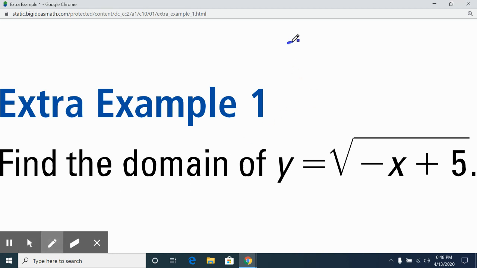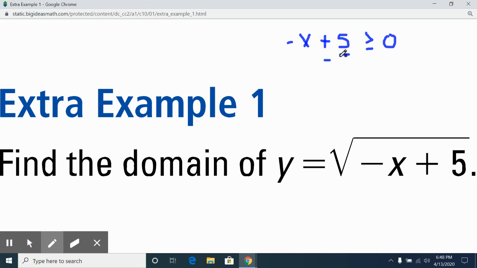So negative x plus 5, we're going to say it must be greater than or equal to 0. Now this example is really important because it shows our rule: when we divide by a negative to get rid of this negative sign, we still have to flip our sign. So let's look at that.